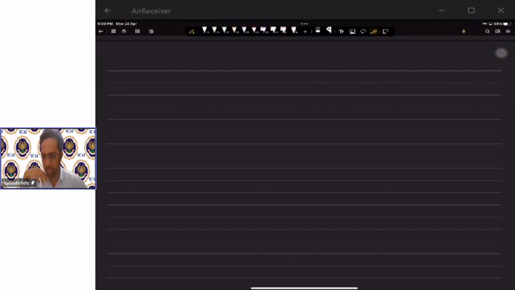Net assets exclude depreciation. Of course, net assets is computed as net fixed asset, that is gross fixed asset minus depreciation.